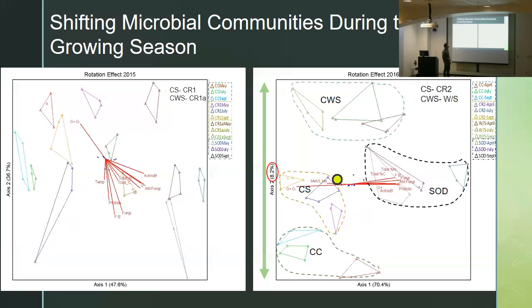We also have these vectors, which can tell us a little bit about what parameters were driving the differences in these communities. They have direction and magnitude, so the longer these vectors, the more weight they have on selecting the community. And in both cases, we see that all the vectors were pointing to the sod for many of the PLFA data. And that was due to sod having a greater microbial biomass in all of these biomarkers.